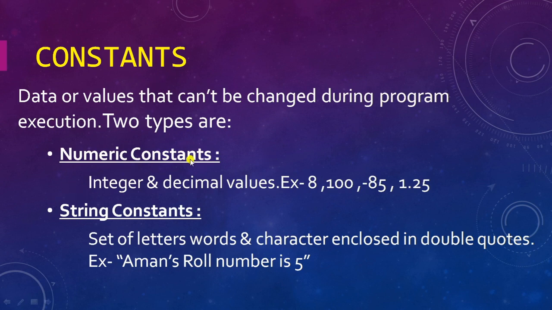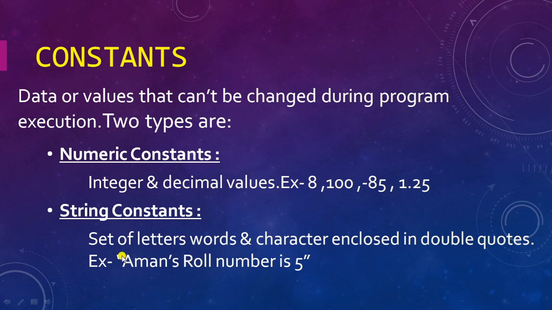So we have two types of constants. One is a numeric constant, one is a string constant. Now numeric constants are integer and decimal values, like here you can see examples, integer values, negative numbers also, and decimal values also. Now string means what? A set of characters, like your name. If someone's name is Amit, A-M-I-T, 4 characters, so it's a collection of characters and it's a string. A set of letters, words and characters enclosed in double quotes is called a string.